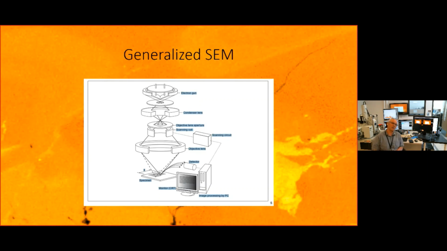Both of these instruments also have vacuum systems because we have to work in a vacuum. Electrons won't make it down the column if it's full of air, right? The air will just stop all the electrons. So we need to have a fairly decent vacuum in the chamber of these things. They're both under vacuum.